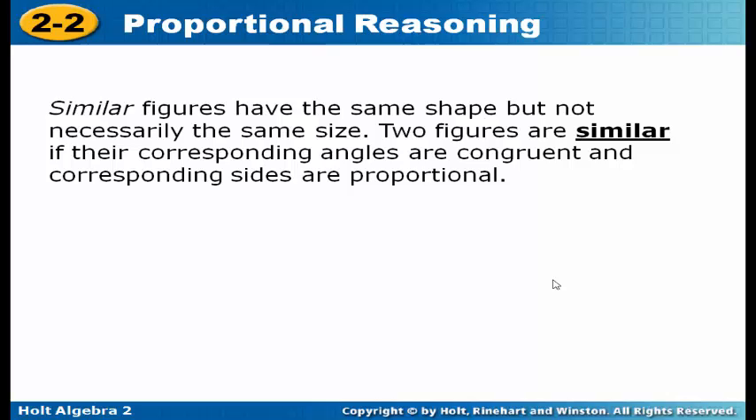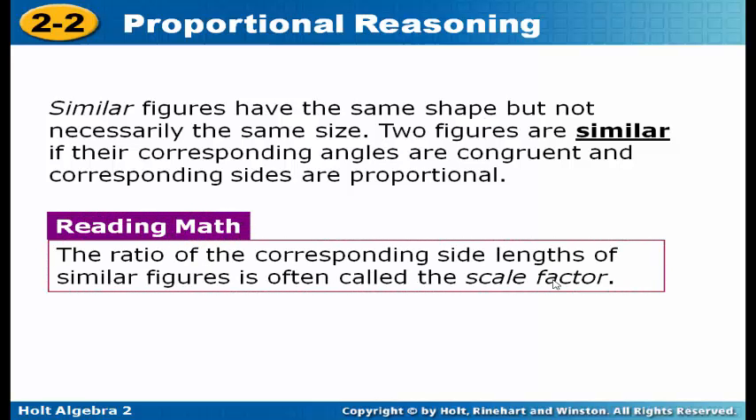Similar figures have the same shape but not necessarily the same size. Two figures are similar if their corresponding angles are congruent and corresponding sides are proportional. So we have two conditions. The first, the corresponding angles are congruent. The second, the corresponding sides are proportional. The ratio of the corresponding side lengths of similar figures is often called the scale factor.